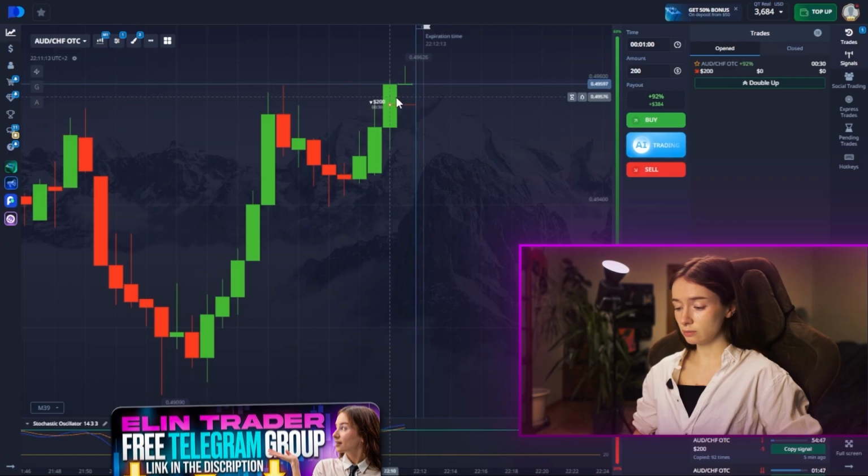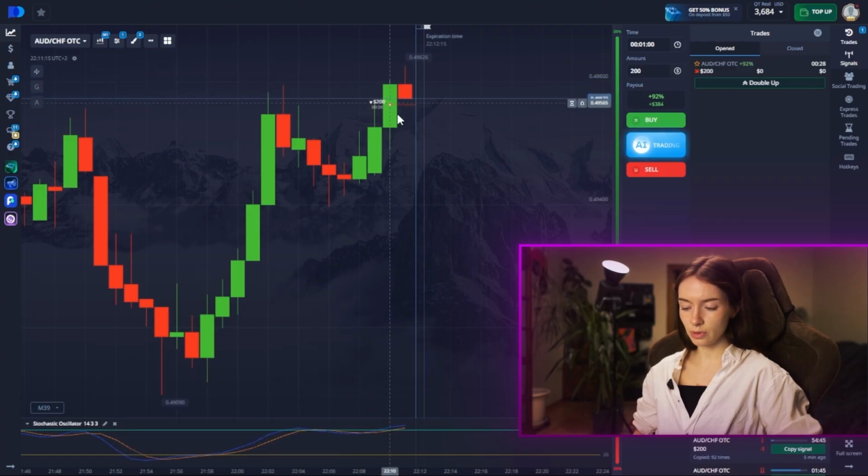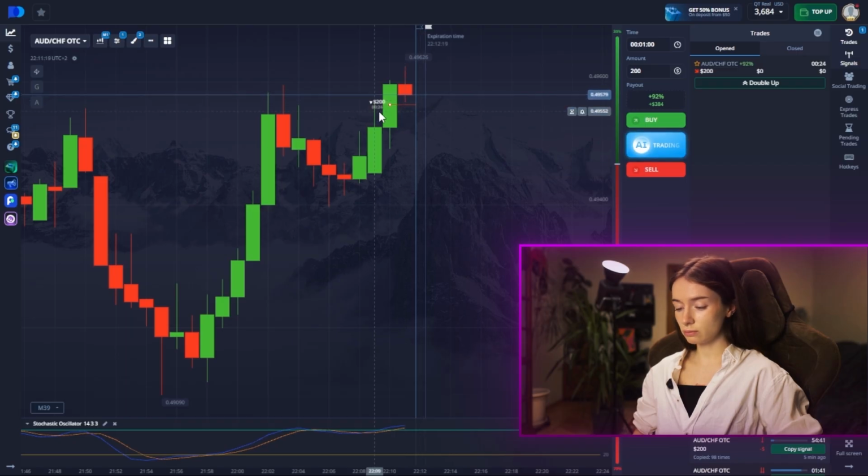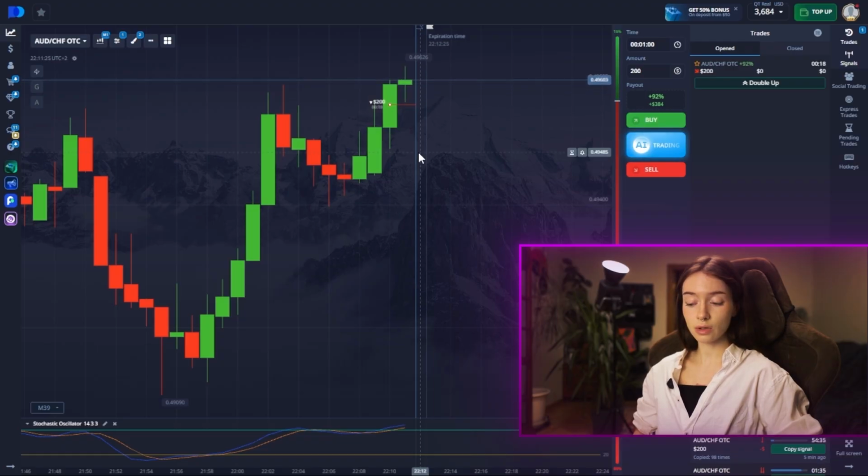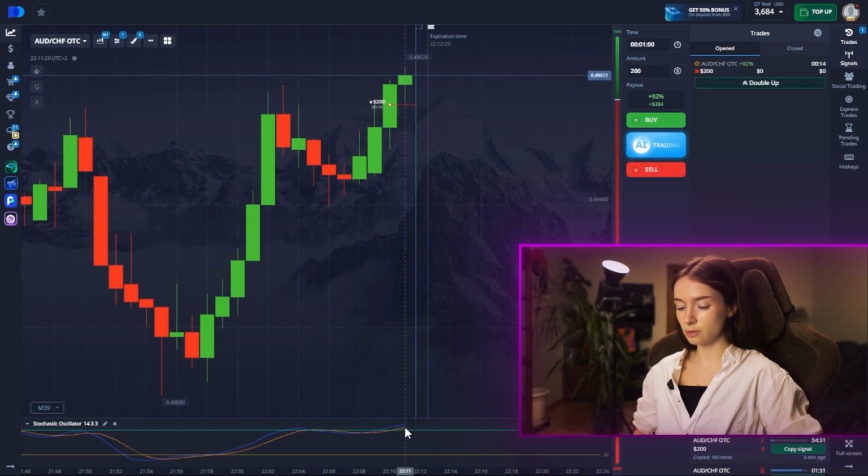Price reached the level and even slightly overheated beyond it. We entered. Now a bearish candle is forming. I think during the remaining time, price will pull back downward. The indicator also supports this. It's above 80. There's no crossover yet, but everything points toward it.